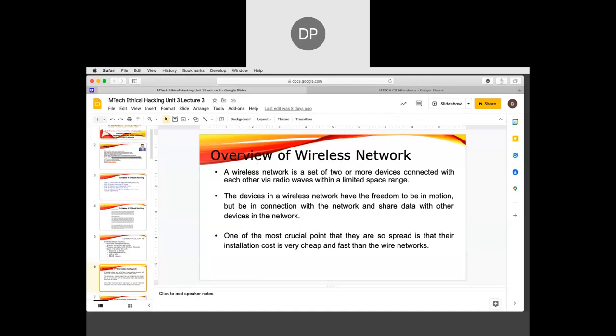So when we overview a wireless network, the first wireless network we see in our life is when we make our mobile a hotspot, and when we connect our laptop with that hotspot, that means we set up a wireless network. So this is a small scale wireless network of two components or two access points, laptop and mobile.